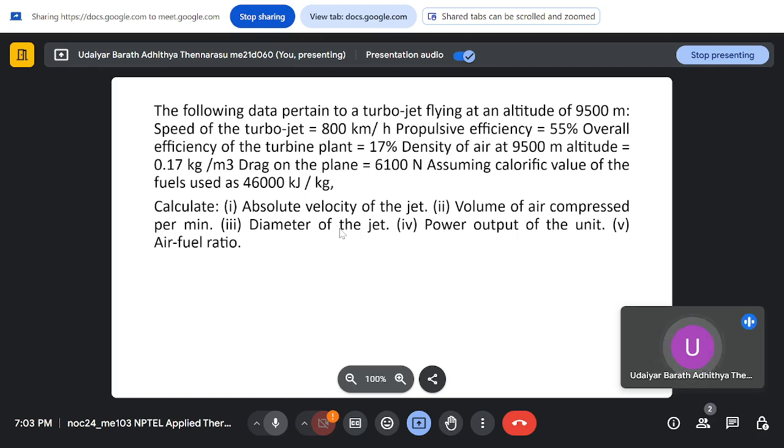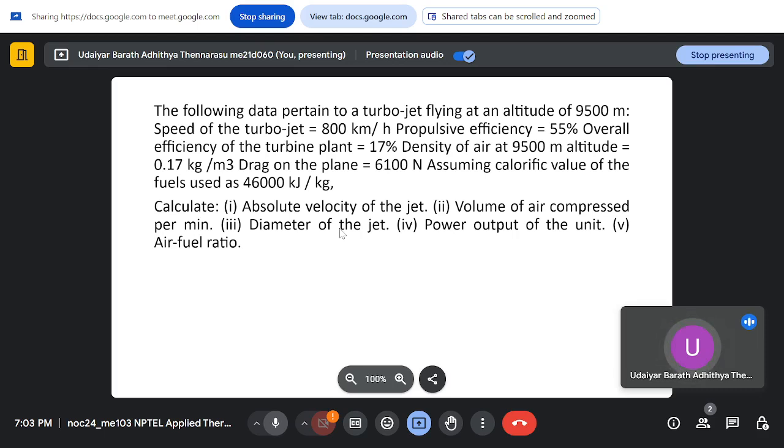The following data pertain to a turbojet flying at an altitude of 9500 meter. The speed of the turbojet is 800 km per hour. The propulsive efficiency is 55%. The overall efficiency of the turbine plant is 17%. The density of air at 9500 meter altitude is 0.17 kg per meter cube. The drag on the plane is 6100 Newton.